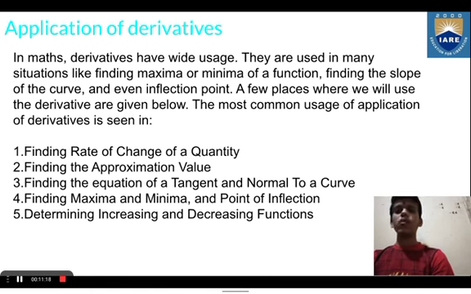The most common applications of derivatives are: first is finding rate of change of a quantity. That is to find velocity, acceleration, and many things. Using derivatives it will become very easy. Finding the approximation values. Finding the equation of tangent and normal to a curve. Finding maxima or minima and point of inflection. Determining increasing and decreasing functions. These are the few applications of derivatives. There are many applications, but these are the few which are given below.